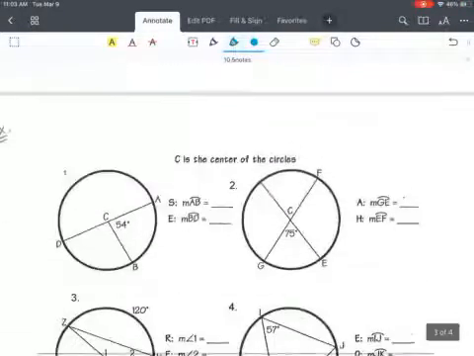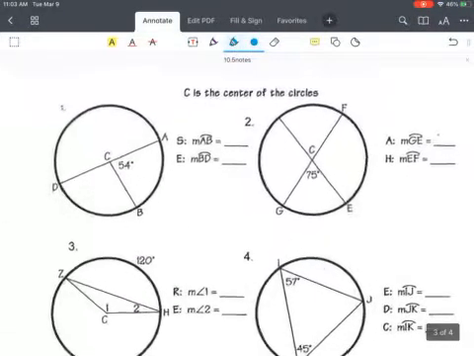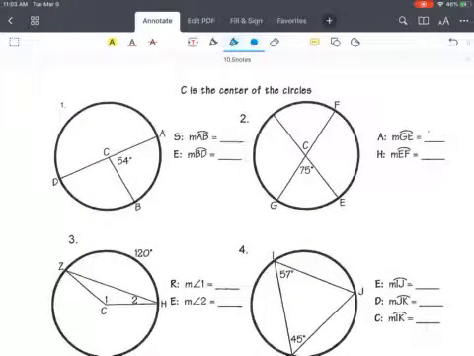So then applying these, C is the center of all of these circles. So in the first one here with C as the center, that is a central angle. So that would mean that AB is equal to the same thing, which is 54. BD is the rest of it, and the diameter then cutting it in half, so 126 degrees.